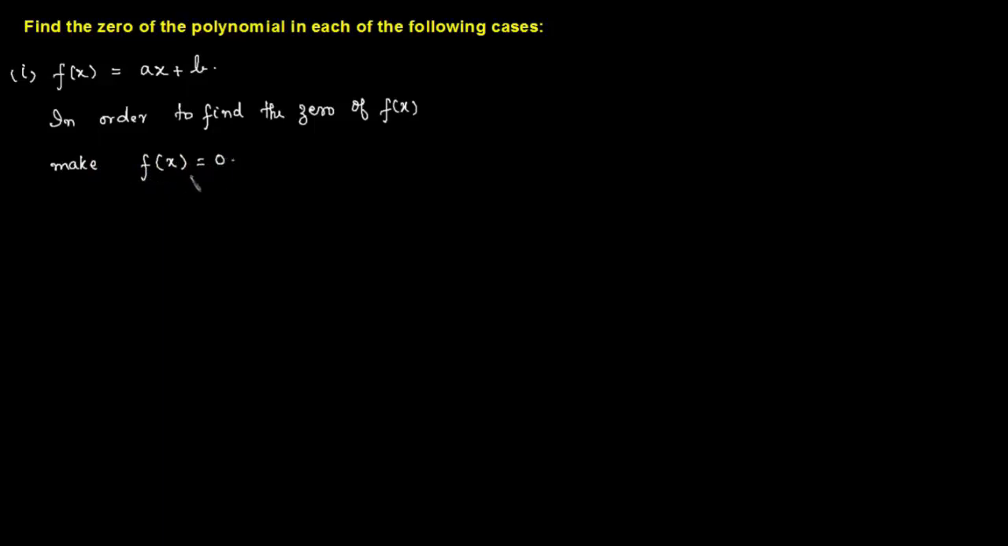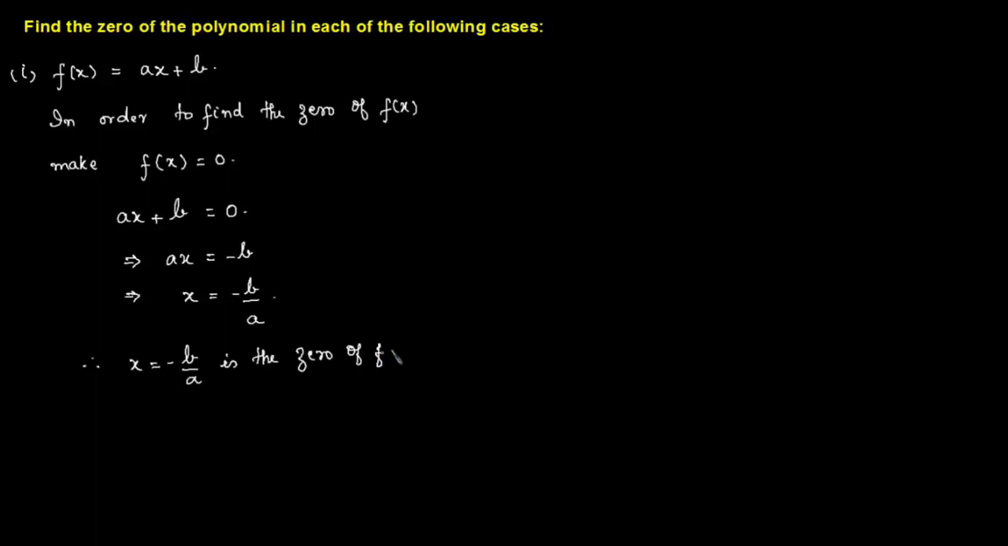So what is the 0 of f of x? It is that value of x which will make the polynomial f of x equal to 0. Therefore, we have to equate f of x to 0 and find out the corresponding value of x. Now, what do we know about f of x? It is nothing but ax plus b. So, ax plus b is equal to 0. This implies ax is equal to minus b, and that implies x is equal to minus b by a. Therefore, x is equal to minus b by a is the 0 of f of x.